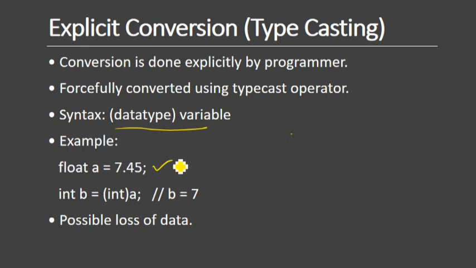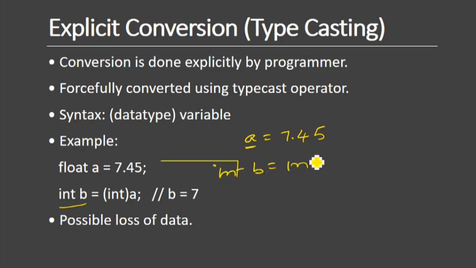So float a, I define a equal to 7.45. It is a float value. Into b, so we are converting integer to float. Sorry, float to integer. Integer b equal to int of a. Look here: a is a float value already declared. A is a float value, nothing but 7.45. You are converting it into the integer.